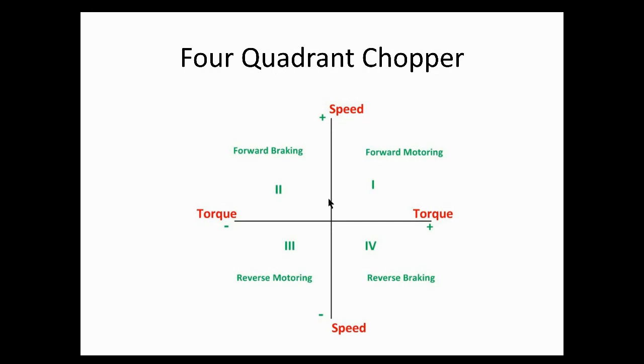We can have reverse braking, where we would operate in the fourth quadrant, where we now apply that positive torque, however, the speed has been reversed. So we have reverse braking. So these are a typical, what we call a four quadrant chopper. All right, so we'll start our study with the class A.